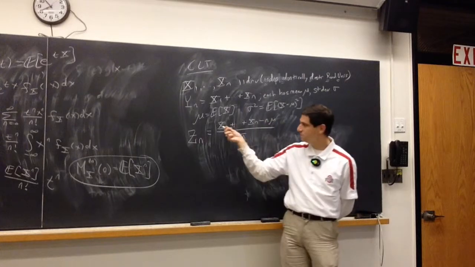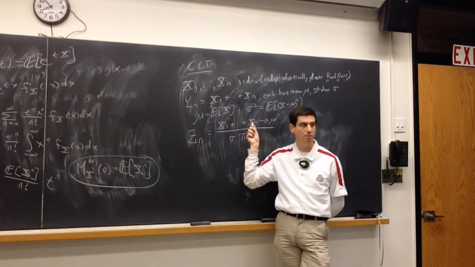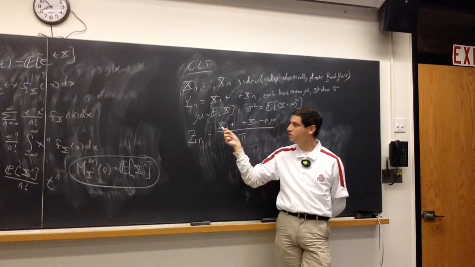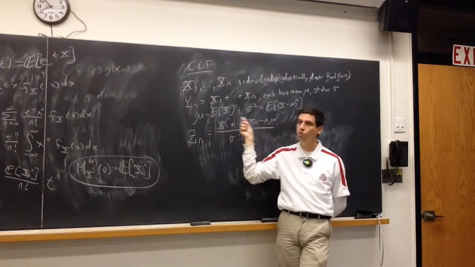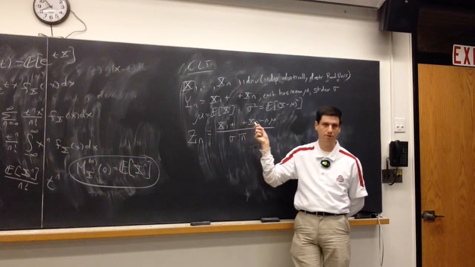It turns out if you have independent random variables, the variance of a sum is the sum of the variances. Each one of these has variance sigma squared. We have n of them. So the variance of this whole quantity is n sigma squared.